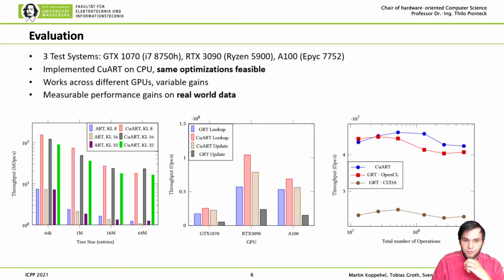As a next step, we tested real-world data, in this case from the TPCH dataset, and we can see that CuART outperforms GRT by roughly 20% on average. And also, we did see that the performance gain was significantly less than we expected or we measured in the synthetic test because the TPCH dataset has quite a lot of keys with long shared common prefixes.